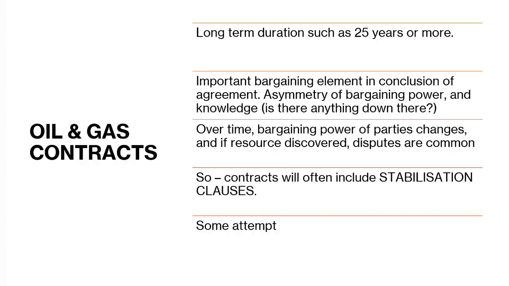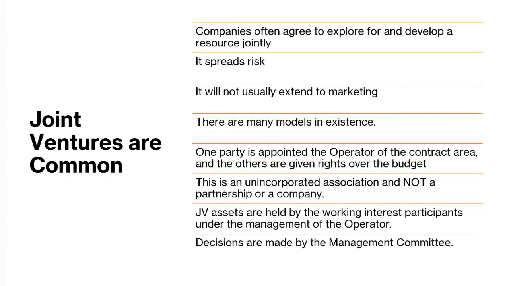Let's move on. Ignore the last bit. It's incomplete. Joint ventures, very, very important in the oil and gas business, because companies like to spread the risk. There are too many things that can go wrong, so they agree to develop the resource jointly. This will not extend to marketing. There are many, many models available about joint operating agreements. These joint bidding and joint operating agreements, there are many examples of them.